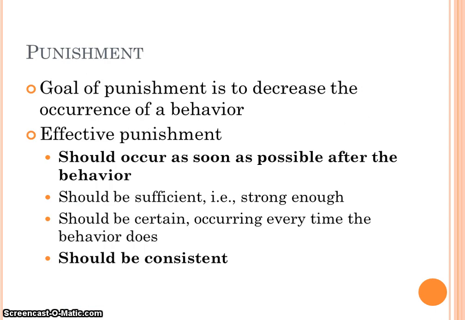And the goal of punishments is that it has to occur as soon as possible after the behavior happens. So if I write you up for having your cell phone in class, but the administrators don't give you detention or ISS for 1 or 2 months, that's not effective punishment. Punishment has to occur as soon as possible after the behavior occurs. Punishment can't be too strong, and it should be consistent with the rule that is broken.